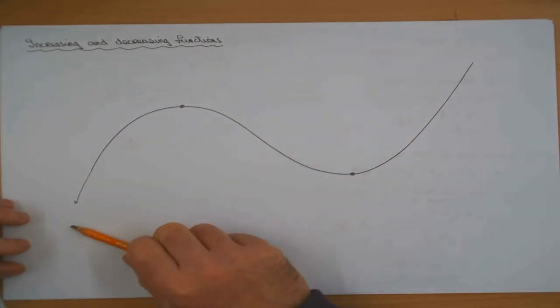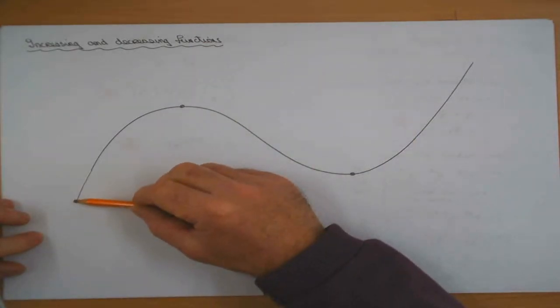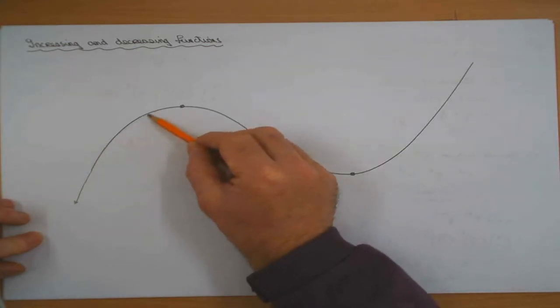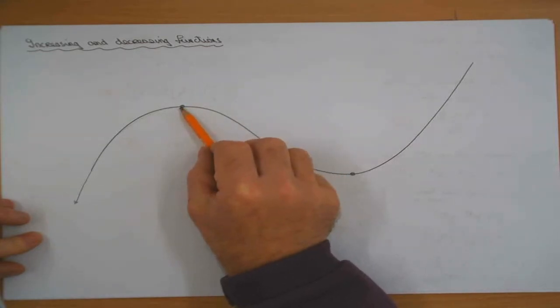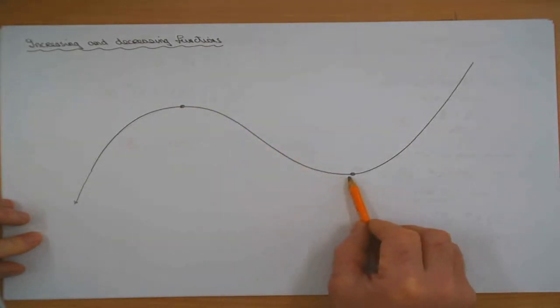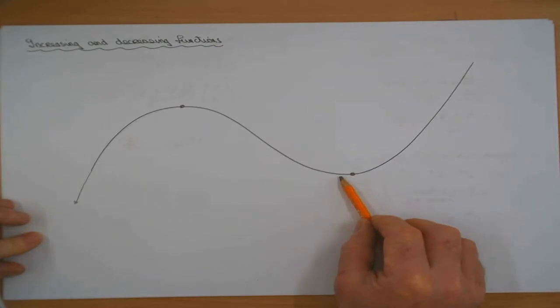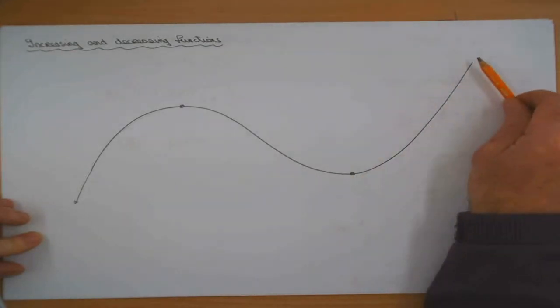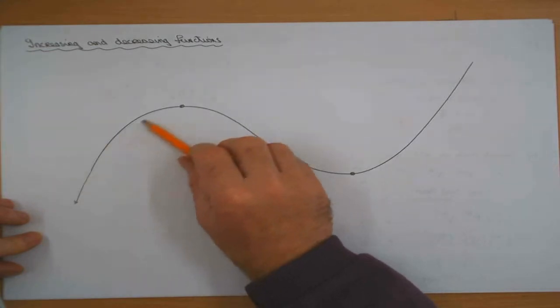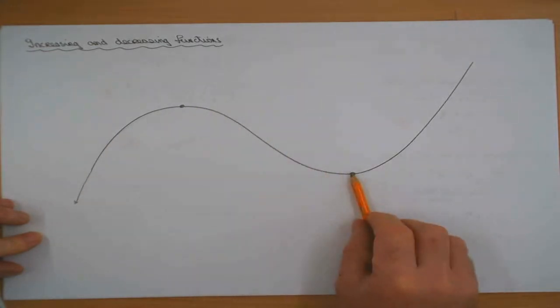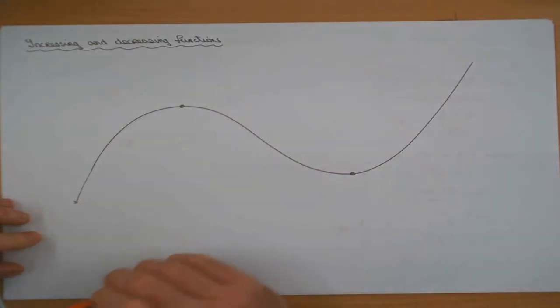Yes? So if I start here, what's happening to the graph along that portion there? It's increasing. Here, there's one point when it stops, and then it is decreasing. And from that point on, it increases again. Yeah. So you don't need to be Einstein now to work out where it's increasing, decreasing, and increasing.